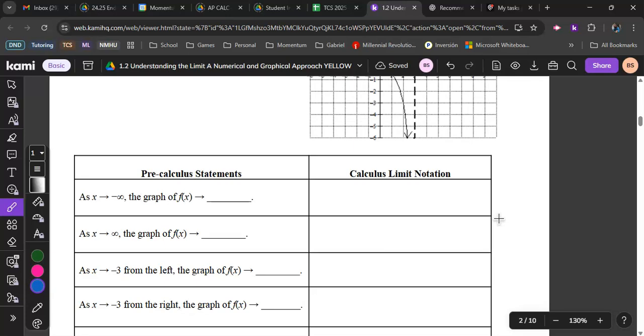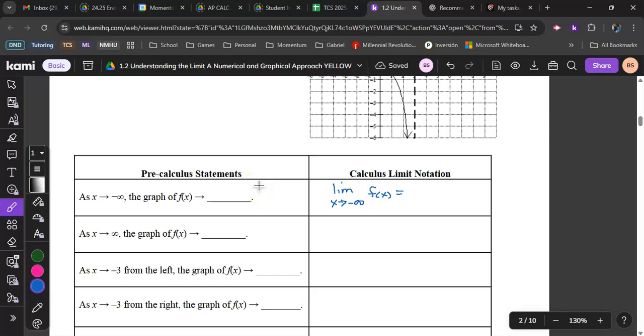So before we even look at the answer, let's write down our notation here. So as x approaches -infinity, the graph of f of x approaches something, and that's what we said last year. What does that mean in calculus notation? It would mean the limit as x approaches -infinity of f of x is equal to some value, okay? So let's go up now. Let's look at what those values are. Actually, I'll wait.